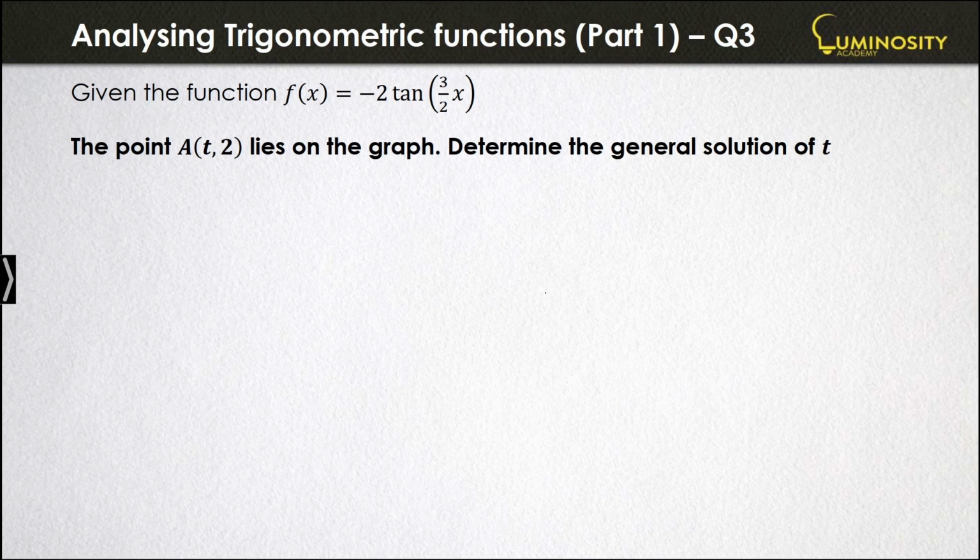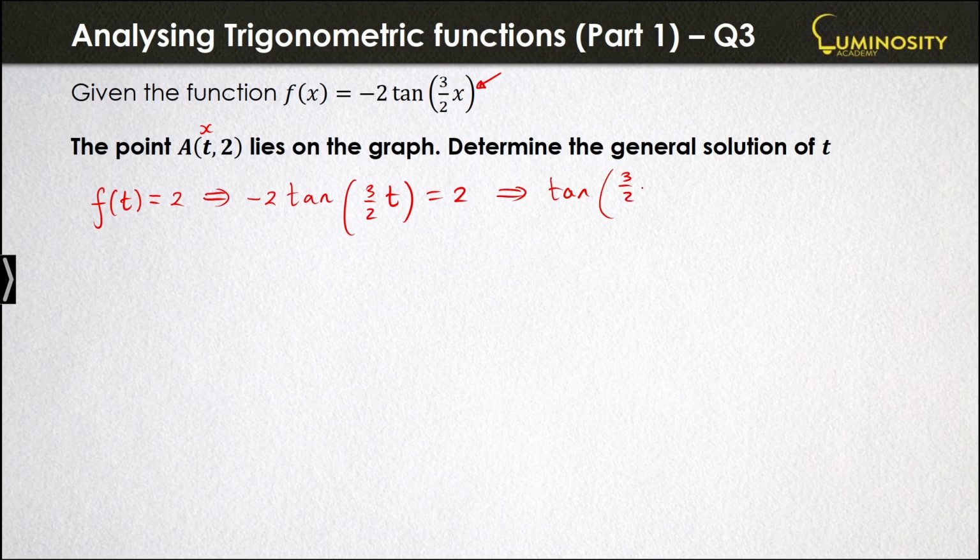The point (t; 2) lies on the graph. Determine the general solution of t. Okay, so when you substitute x equals t, your y value is 2. So that means f of t equals 2. If I put t in place of x here, I get negative 2 times tan of 3 over 2t equals 2. Then if I divide both sides by negative 2, I get tan of 3 over 2t equals negative 1. Now this is a trigonometric equation in its general form.